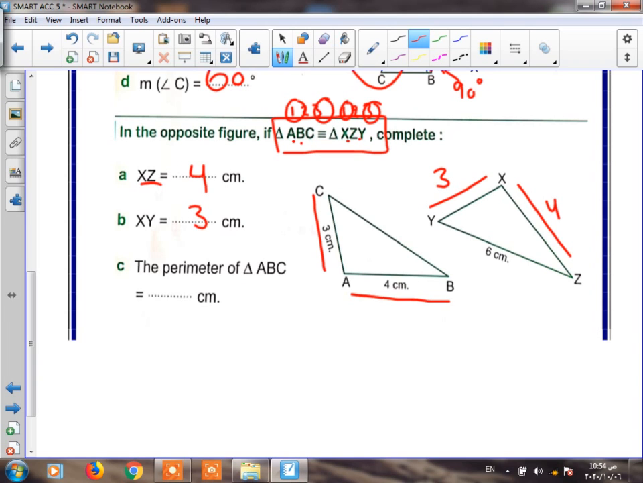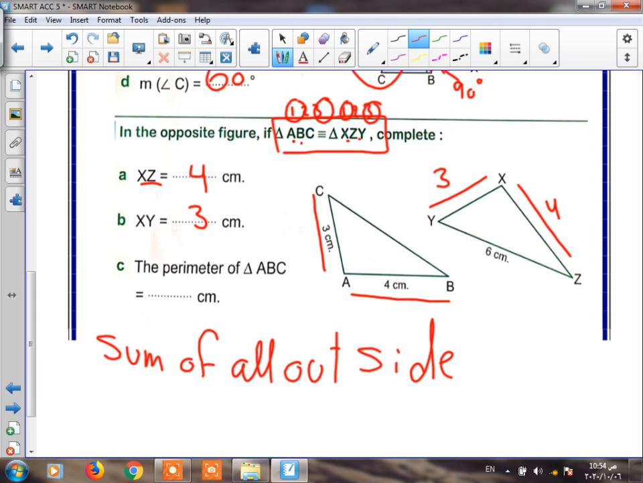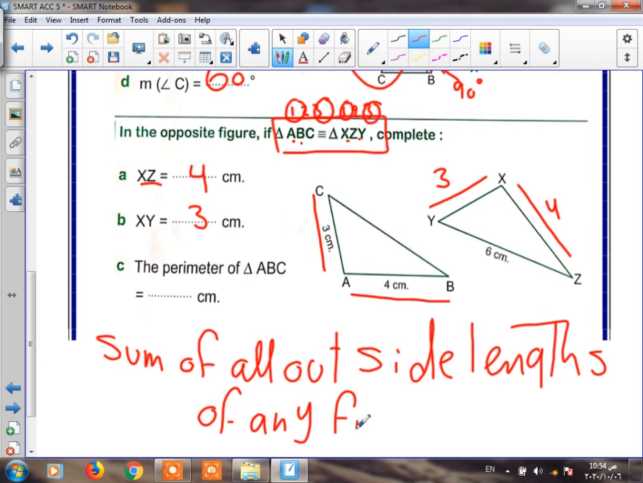Then find the perimeter of the triangle ABC. How can I get the perimeter? The sum of all outside lengths of the figure, of any figure. So again, how can I get the perimeter of any figure? The sum of the outside lengths of the figure. Okay, here how can I get the perimeter of ABC?